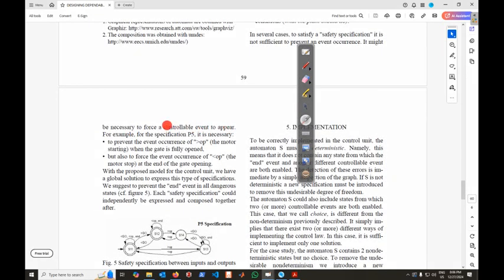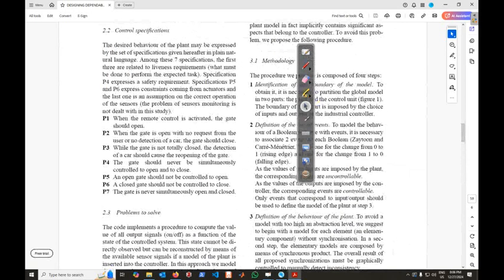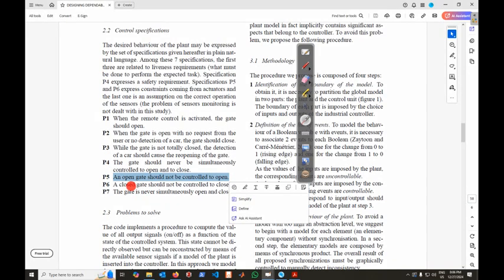For example, for the specification P5, what's the specification P5? Let us review quickly what's P5. P5 means that an open gate should not be controlled to open. Okay, the gate is already open. We should not request it to be opened again. Why is this related to safety?